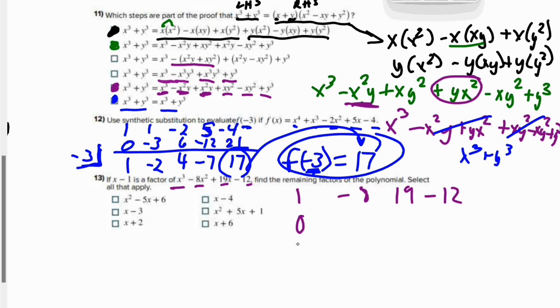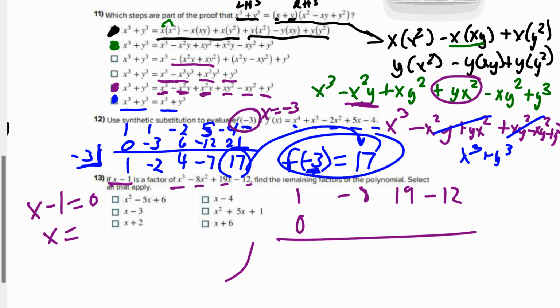Okay, and they tell me this time that x minus 1 is a factor. Up here they said f of -3, that means x equals -3, so -3 went in the box. But here I have x minus 1 as a factor, so what goes in the box is what I set equal to 0, so that means x equals 1, so 1 would go into the box. Multiply down, I get 1, subtract, I get -7, multiply, I get -7, I get 12, multiply, I get 12, and I should get 0.